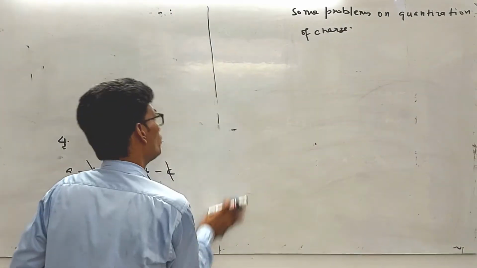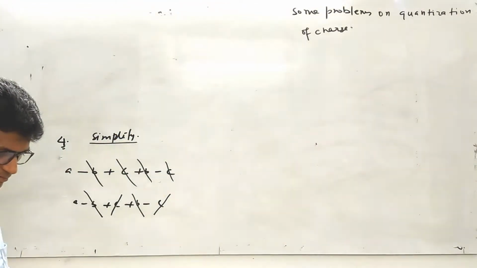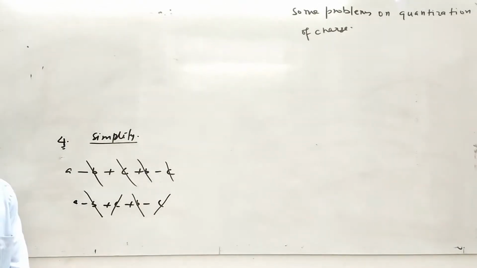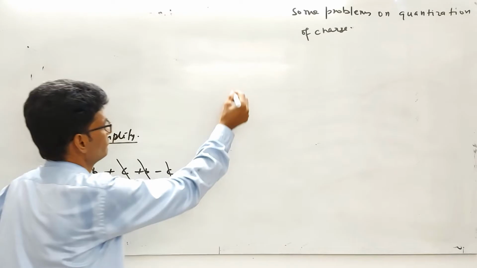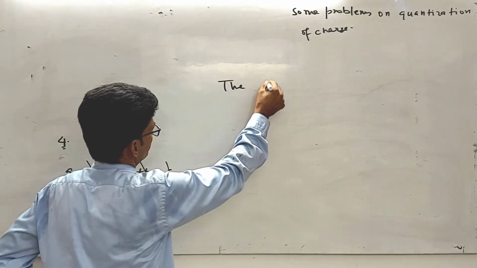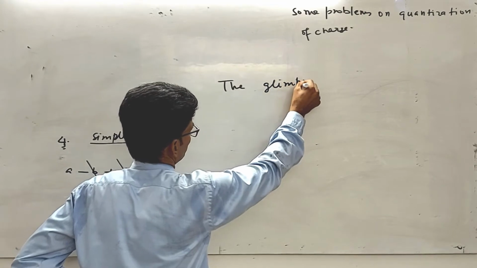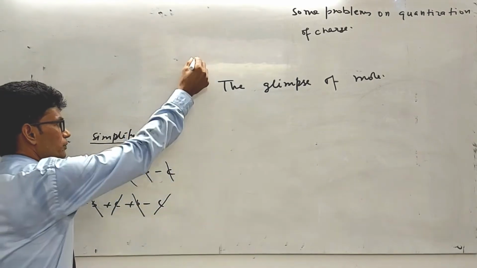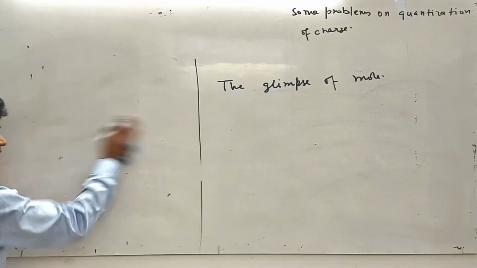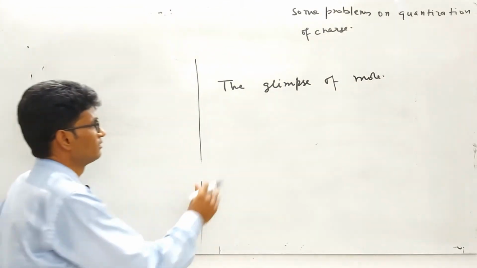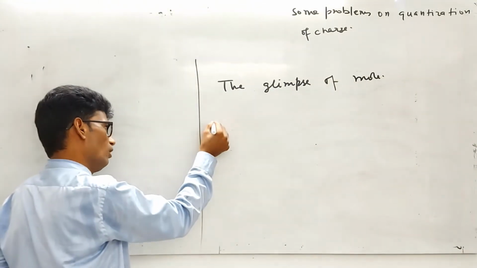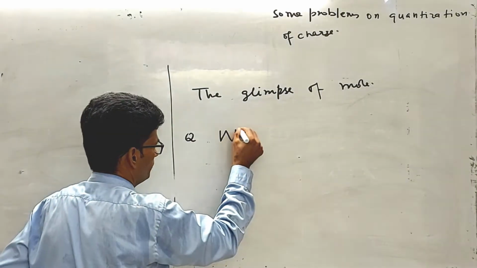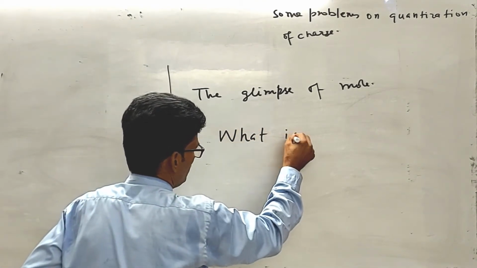Now, before going to quantization of charge, again there is a hurdle. The hurdle is the glimpse of mole. So we are just going to understand what a mole is, a glimpse of mole in fact. Then we always start with the question. What is a mole?